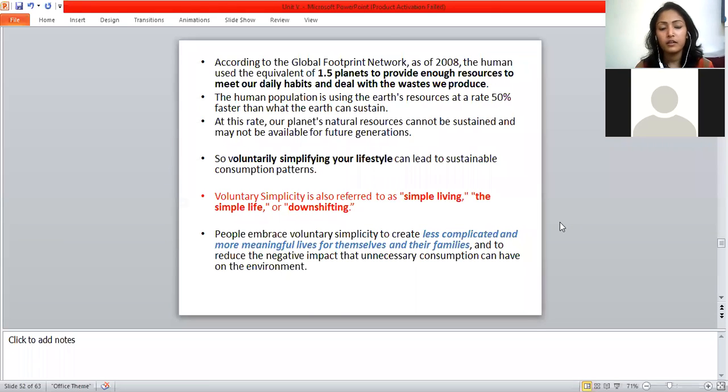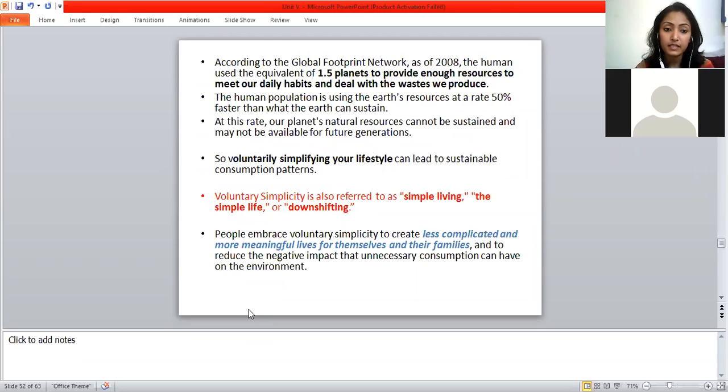So what we are talking about here is that we have made our life so luxurious and so comfortable for us that for every small thing we are so dependent on resources. We cannot do away with certain things which we should. So what we can do is adopt simplicity.